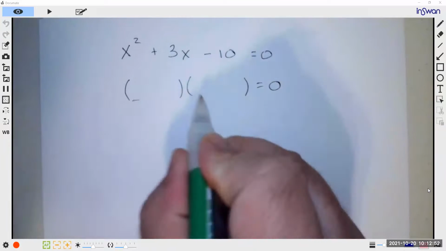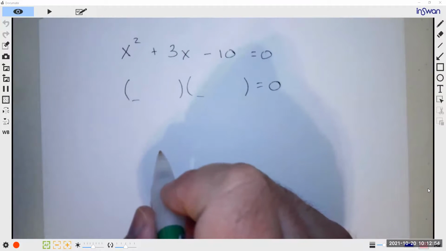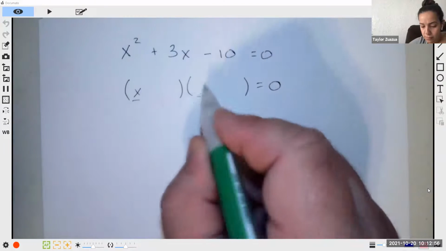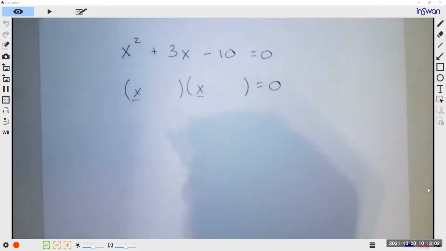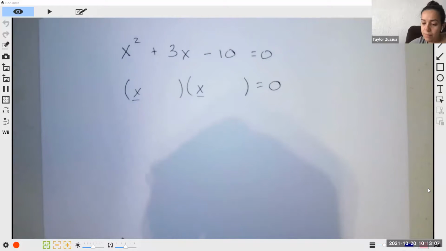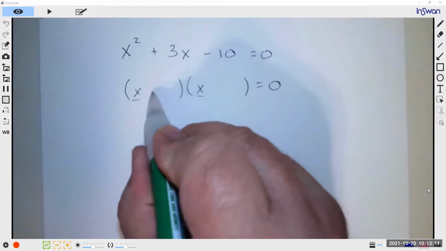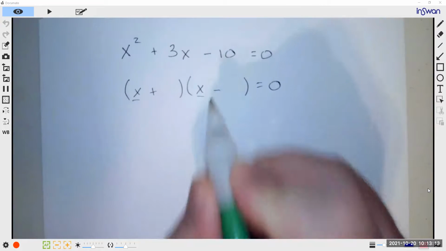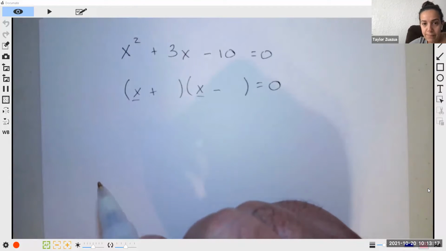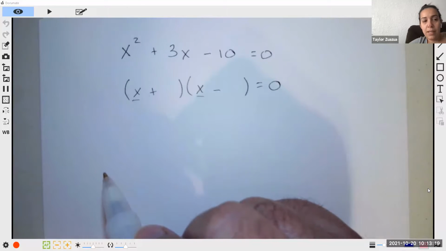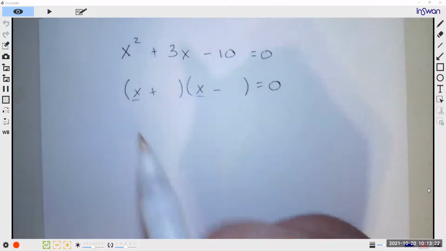what goes in the first spot? X. Yeah, that makes up X squared. Okay, so X squared is gone. Now what signs do we have here? Positive and negative, because the second sign is a minus. One's positive, one's negative. And the bigger number gets what sign? The bigger number gets the plus sign. Right, the first sign.